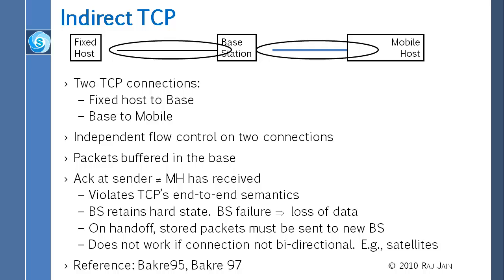And also, if the mobile host moves to another base station, we have to move all this state to the new base station, saying, well, here are 1,500 packets, I still got to give it to him. Right? So that is the problem. And it does not work if the connection is not bidirectional.